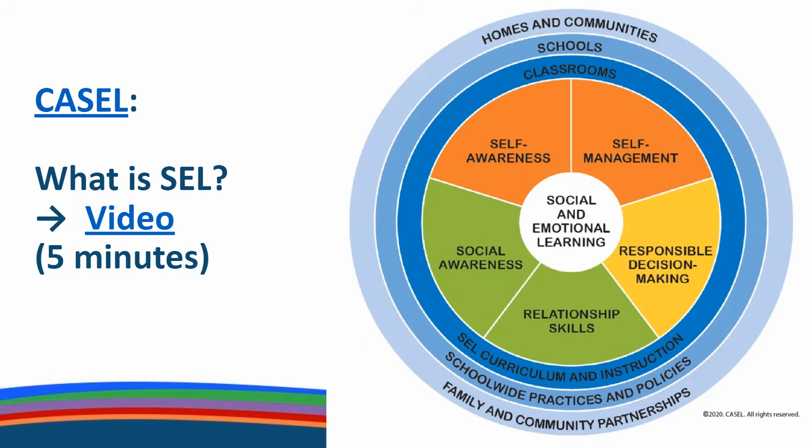The CASEL framework is designed around 5 key competencies, shown in the center of the visual, highlighted in orange, green, and yellow. There is a video linked on this slide. This short 5-minute video will help you understand the key competencies of social emotional learning and the key settings needed for them. Pause this recording now to watch the video linked on this slide.